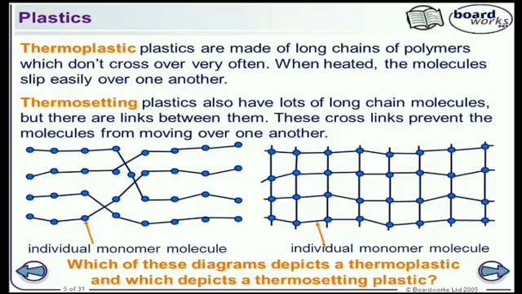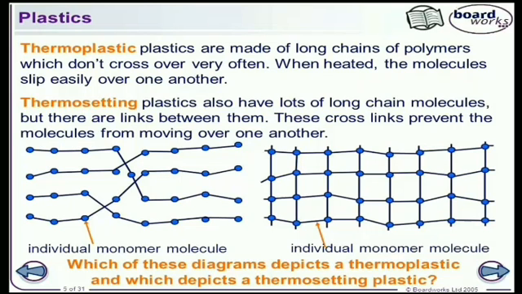Plastics. Plastics are of two types, thermoplastic and thermosetting. Thermoplastic plastics are made up of long chains of polymers which don't cross over very often. When heated, the molecules slip easily over one another. Whereas thermosetting plastics also have lots of long chain molecules, but there are links between them. These cross links prevent the molecules from moving over one another.